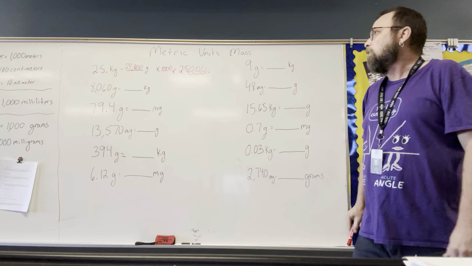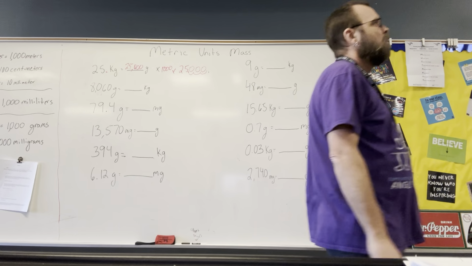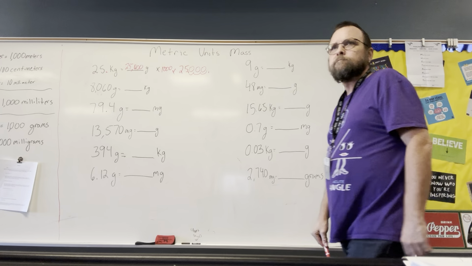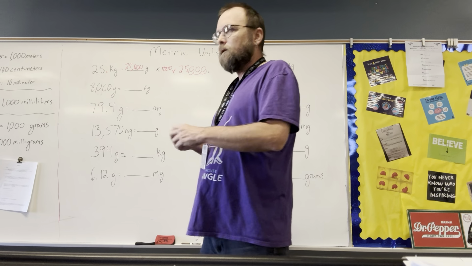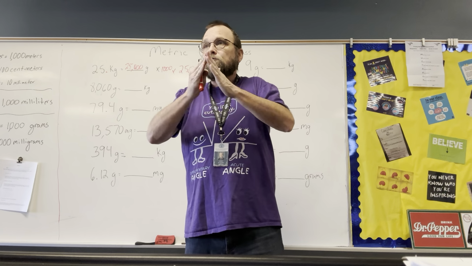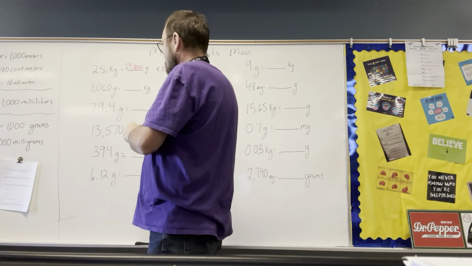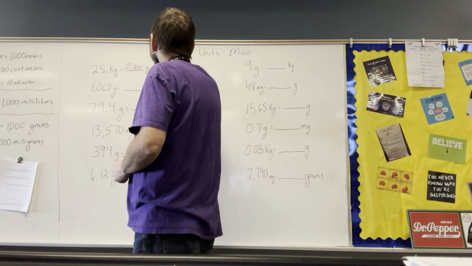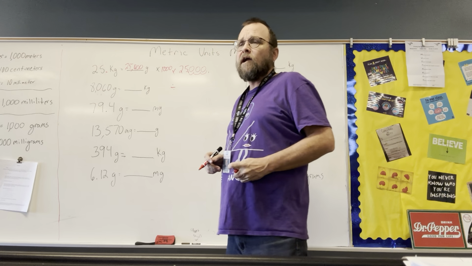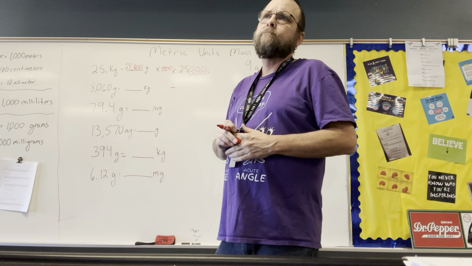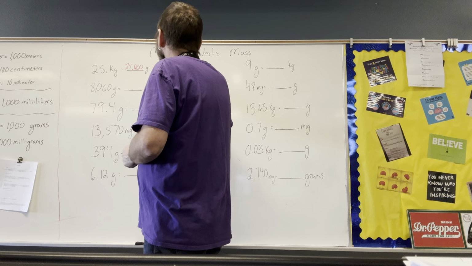All right, we have 8,060 grams. We are changing to kilograms. Breyer, multiply or divide? Divide, because we are going from grams, which are smaller, to kilograms, which are bigger. So yes, you do divide. And we're going to divide by what, Breyer? How many grams in a kilogram? 1,000. So we're going to divide by 1,000.